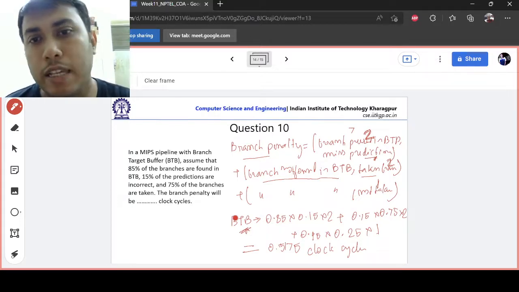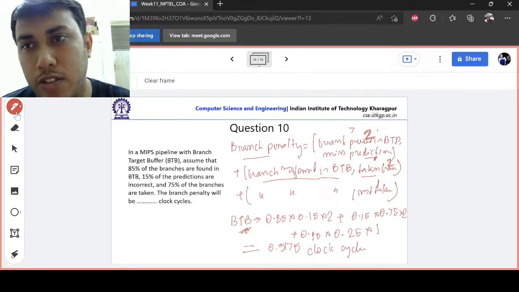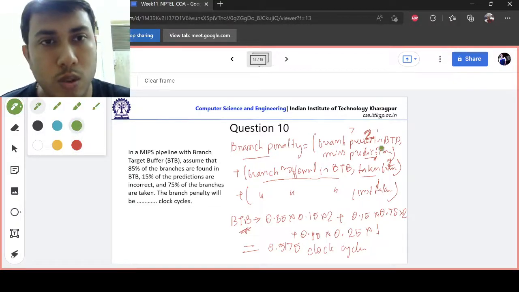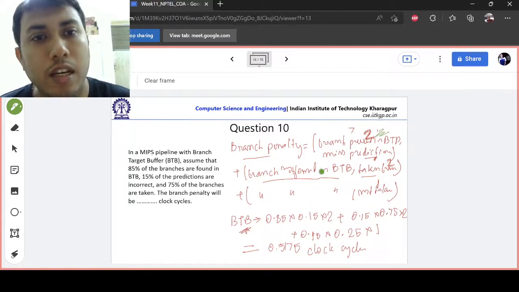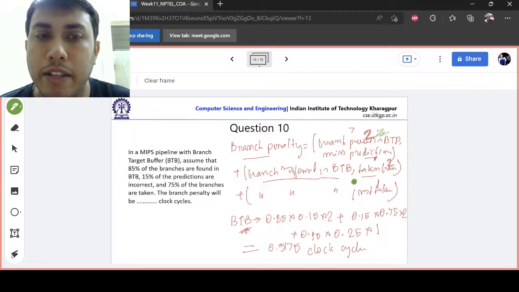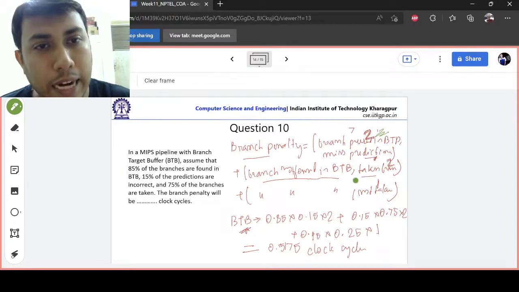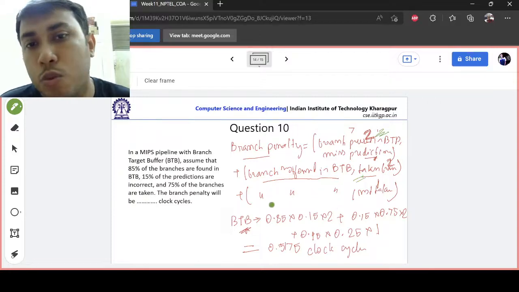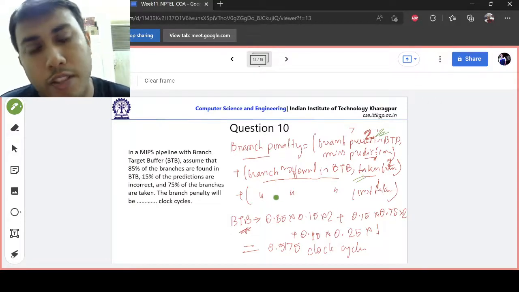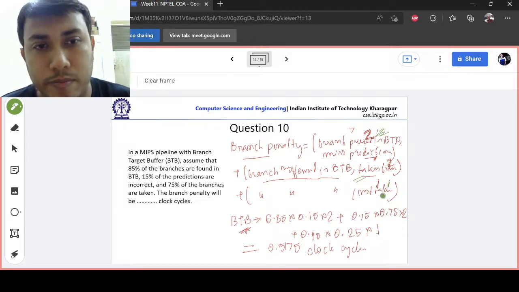The branch is present in the BTP, but the prediction is wrong. In that case, the penalty is 2, as we have mentioned here. Next is the case where the branch is not found in the BTP, and it is actually a taken branch. In that case also, the penalty is 2. And the last case is the branch is not found in the BTP and it is a non-taken branch. In that case, the penalty is 1.